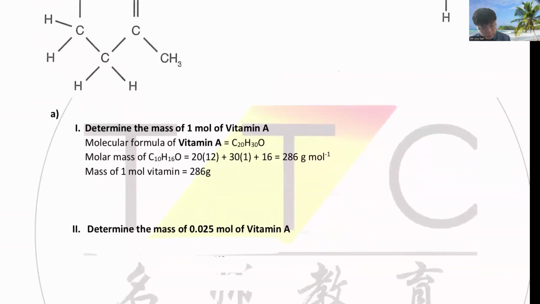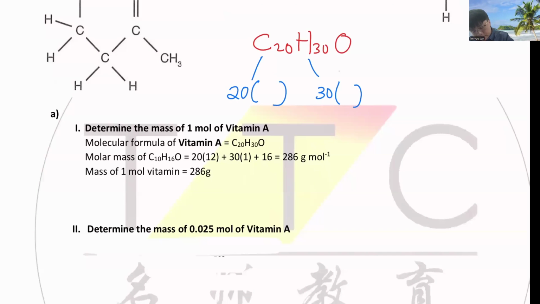So the molar mass, you calculate like this. Carbon is this one, C20 H30 O. So this one will be 20, then this one is 30, then carbon is 12, hydrogen is 1, oxygen is 16. They add up together.